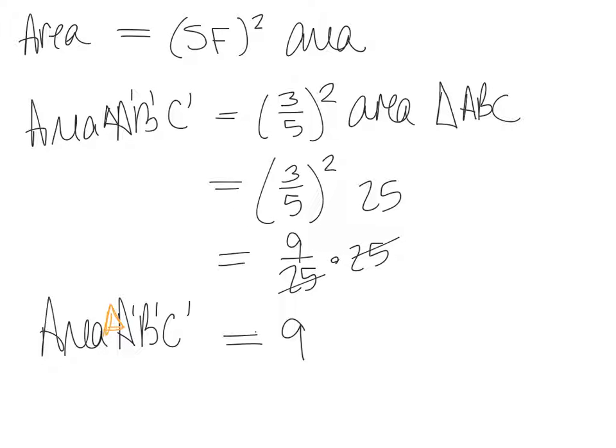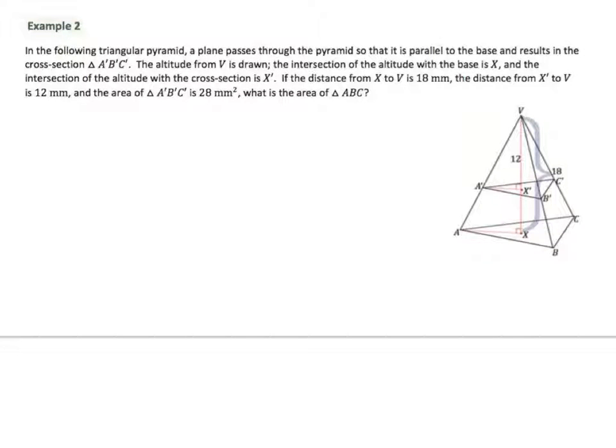So based on what we know about the cross-section of the pyramid, we can determine the cross-section is in fact similar to the base and use that knowledge to determine the area of the cross-section. That was fun. Let's look at another example.